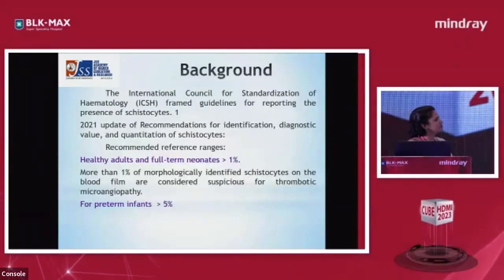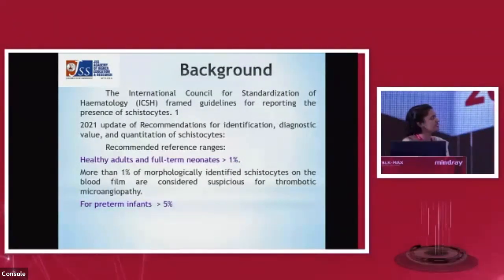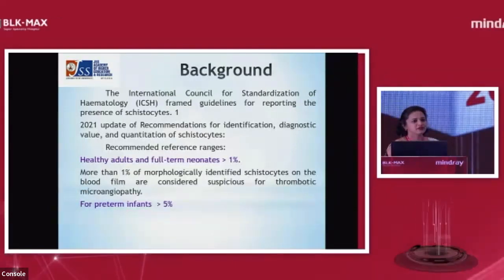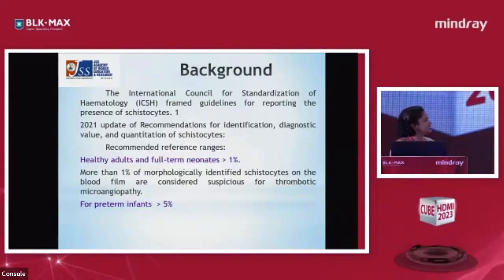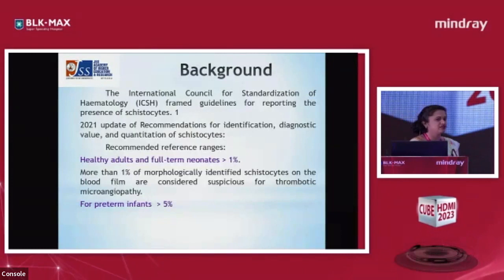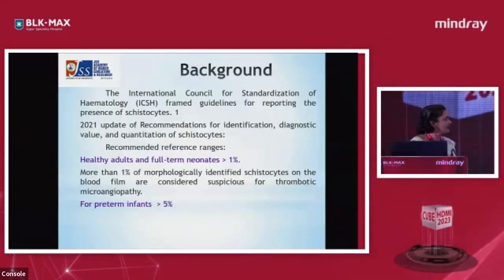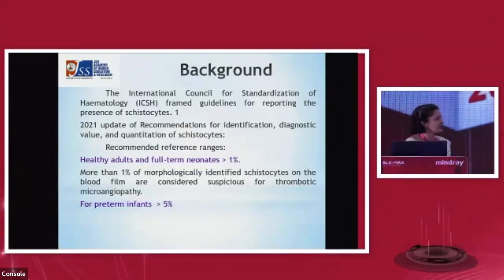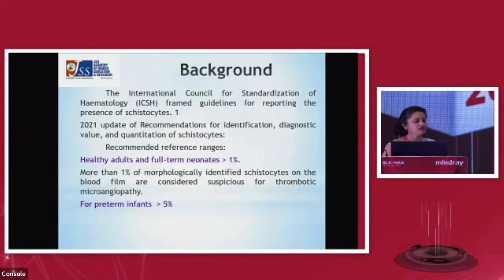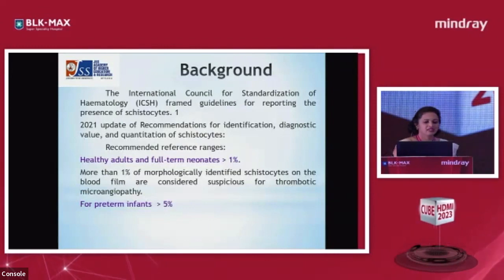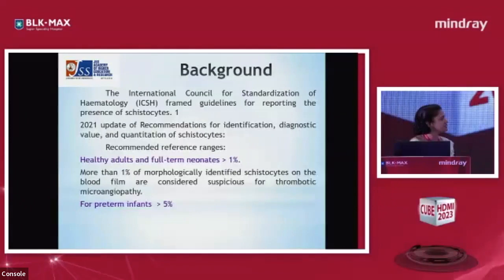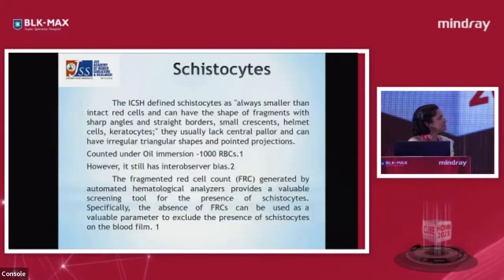So there is a recommendation by the ICSH, the International Council for Standardization of Hematology. The guidelines in the 2021 update say the recommended reference range for healthy adults and full-term neonates is more than 1%. More than 1% of morphologically identified schistocytes on the blood film is considered suspicious for thrombotic microangiopathy. Whereas for preterm infants, the count recommended by ICSH is more than 5%.